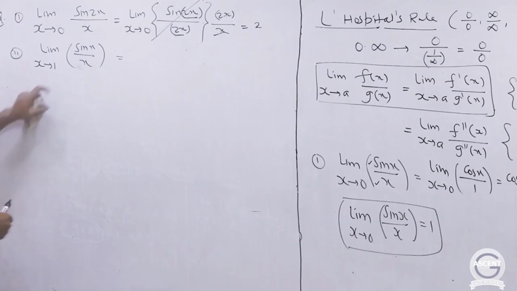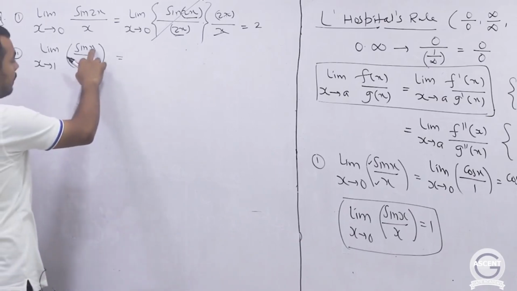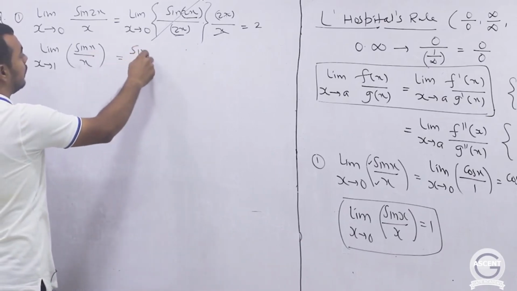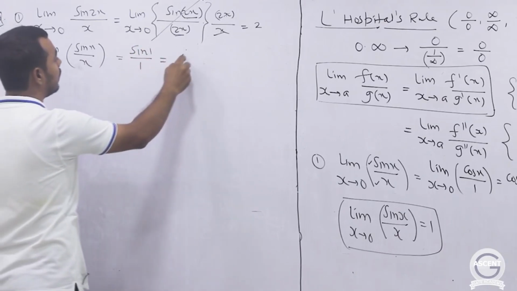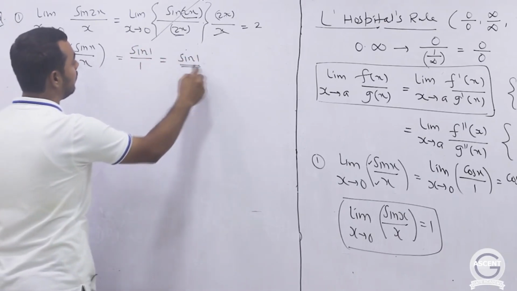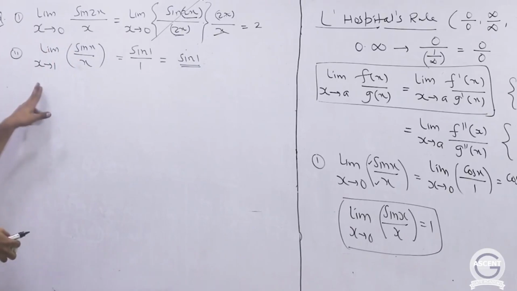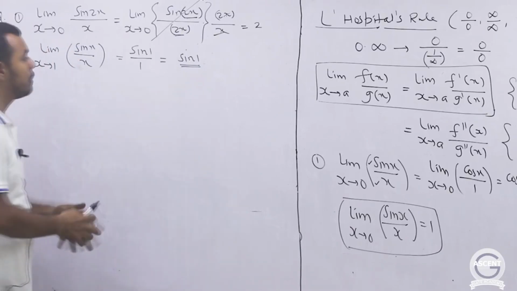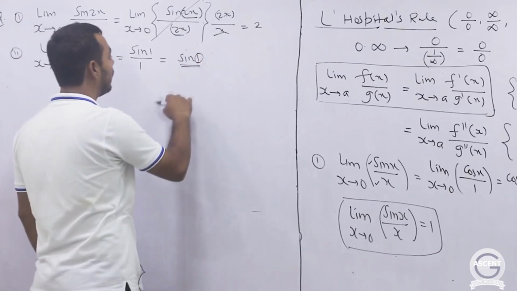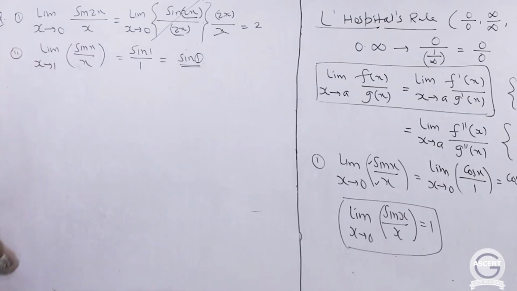If x is approaching 1, then if I place x equals 1 here, I will get sin 1 by 1, which is not an indeterminate form. So the value of this limit will be sin 1. Remember that 1 is in radian and not in degree. So this is how we apply our first formula.